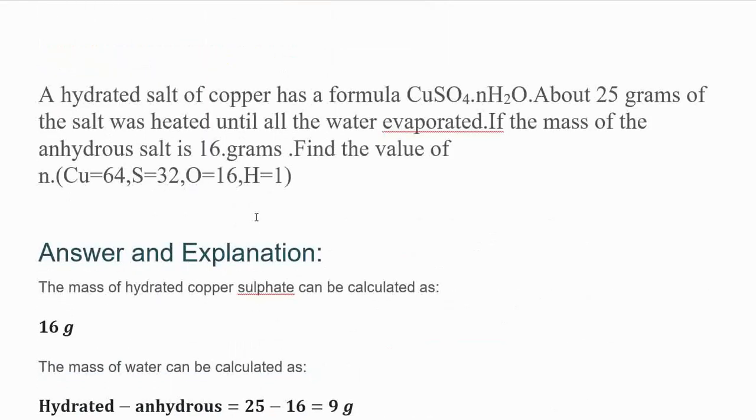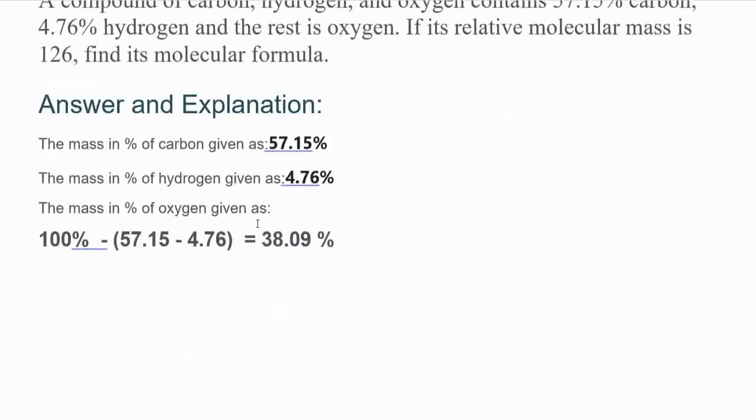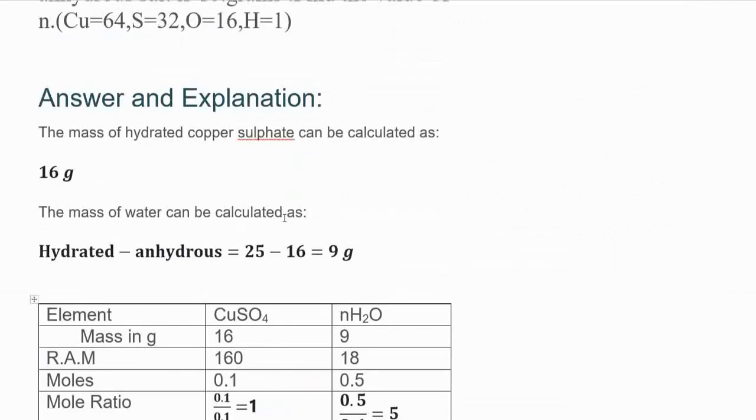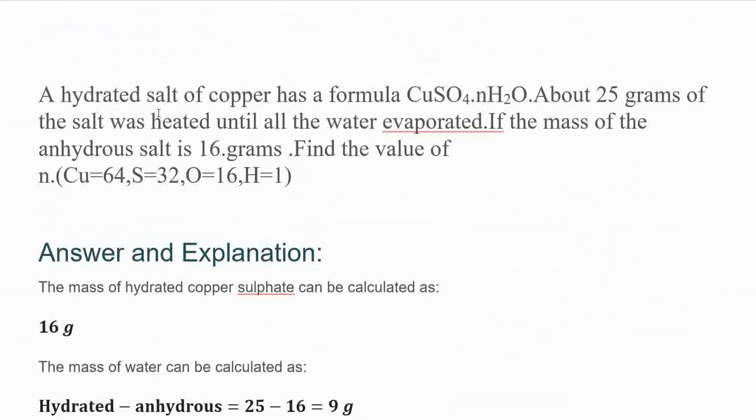I have another last example here. I think this is not the last one, the second last. A hydrated salt of copper has a formula of copper sulfate dot N waters. About 25 grams of the salt was heated until the water evaporated. If the mass of the anhydrous salt is 16, find the value of N.